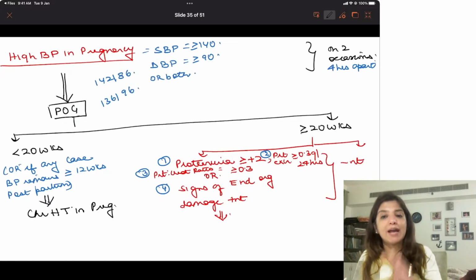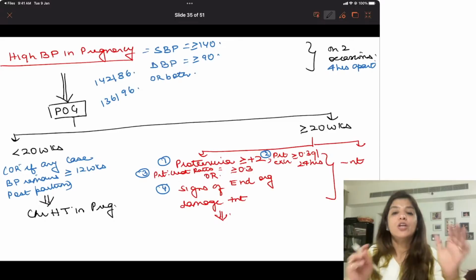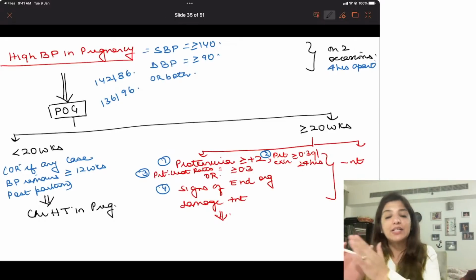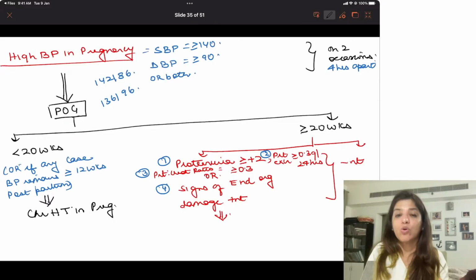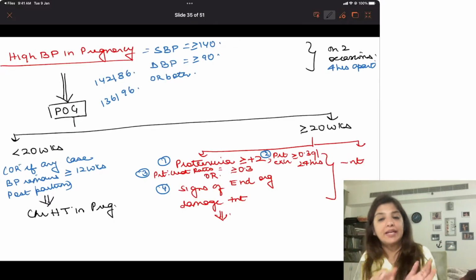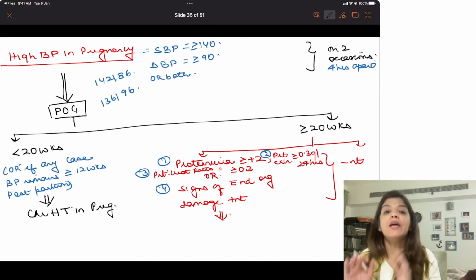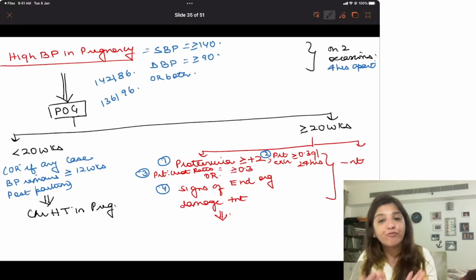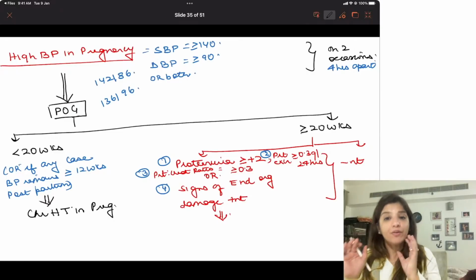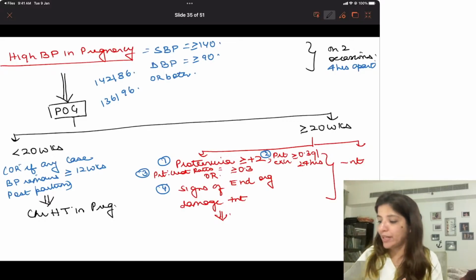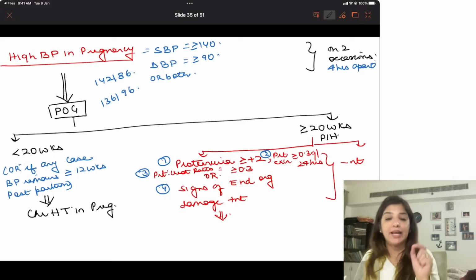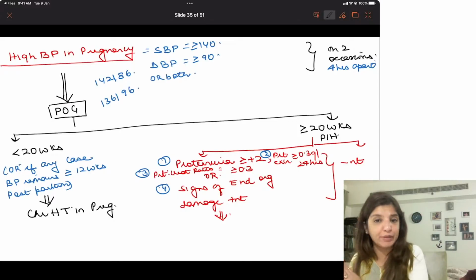So this patient was hypertensive before conceiving. That is why her BP is high at less than 20 weeks of pregnancy also, and her BP will remain high even after 12 weeks of delivery. But if your question says that the rise in BP is seen after 20 weeks of pregnancy, that means we are talking about pregnancy-induced hypertension. And pregnancy-induced hypertension could be preeclampsia or it could be gestational hypertension.